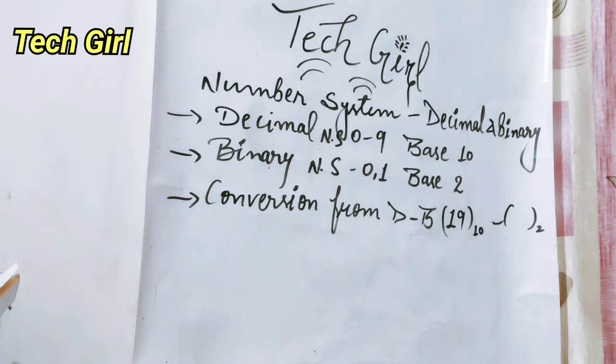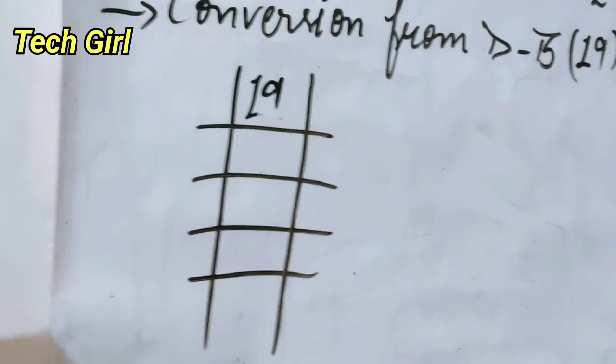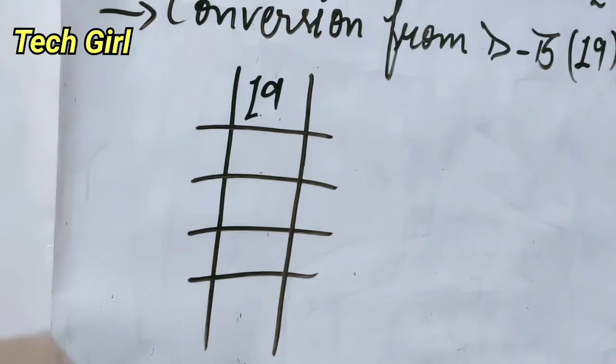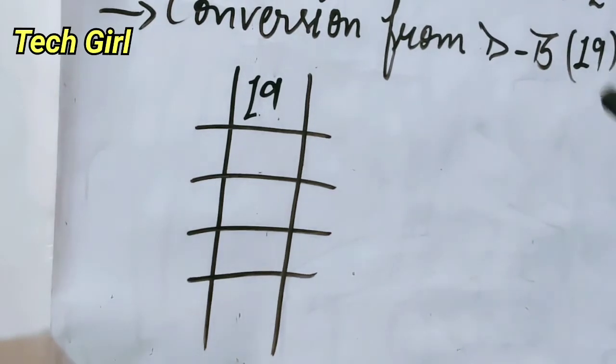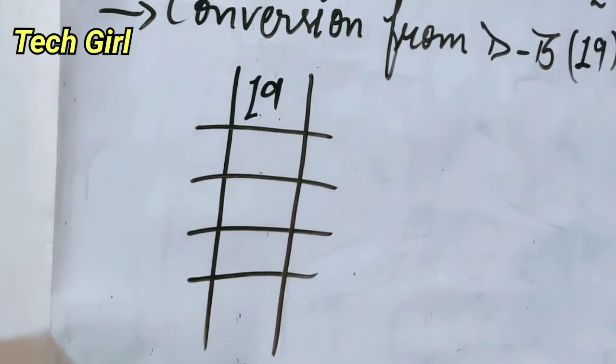So if we want to convert any number from decimal to binary, how will we convert? It's a very simple method. If you want to convert any decimal number into the binary number system, then you have to write the number in this format, and then you have to divide the given number by 2. Why are we dividing the number by 2? Because we have to convert the given number into binary, and the base of binary is 2.